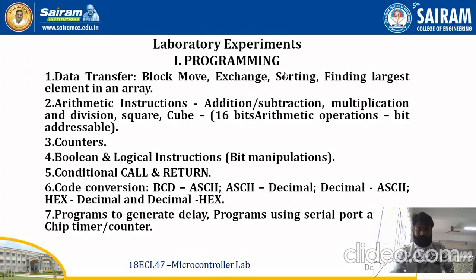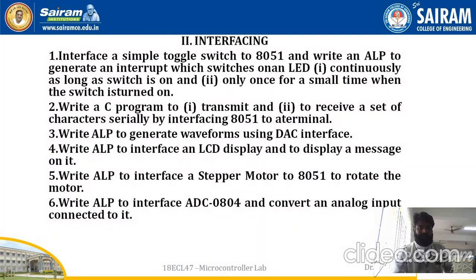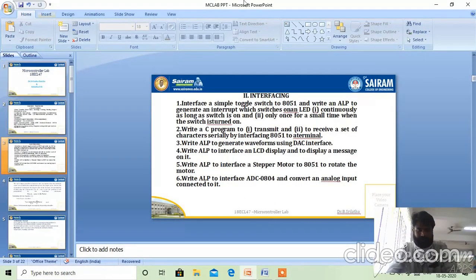So we have programming using the software tool, Keil software tool. So we have 7 set of programs, and in the second part, interfacing. So we have 6 set of programs to interface the kit and then execute the programs. So first we'll explain the Keil microcontroller and the software program.